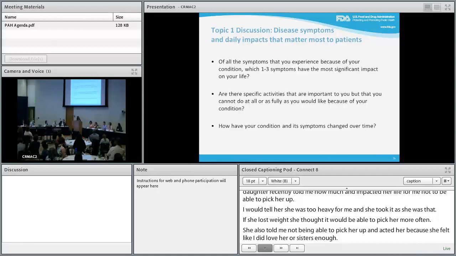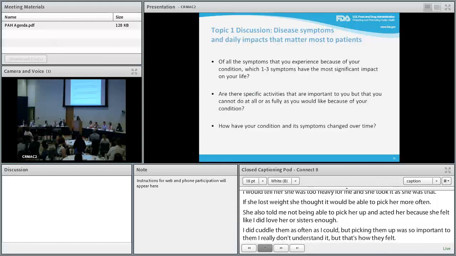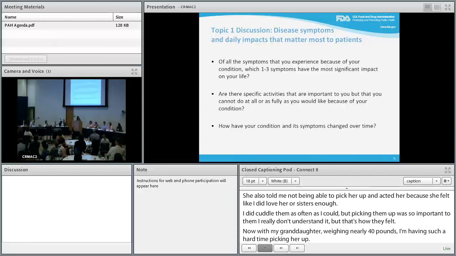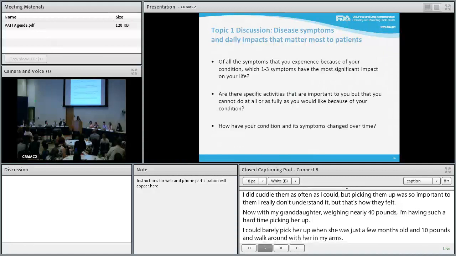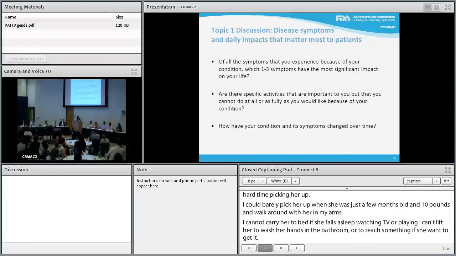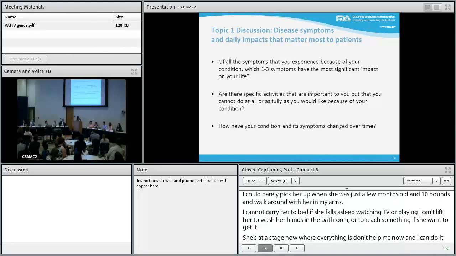Now with my granddaughter weighing nearly 40 pounds, I'm having such a hard time picking her up. I could barely pick her up when she was just a few months old and 10 pounds and walk around with her in my arms. I can't carry her to bed if she falls asleep watching TV or playing. I can't lift her to wash her hands in the bathroom or to reach something if she wants to get. She's at a stage now where everything is, "Don't help me, Nana, I can do it." But if she wants to reach something that she can't, picking her up is out of the question. But if I do, for whatever reason, I get very short of breath and I even get chest pains.